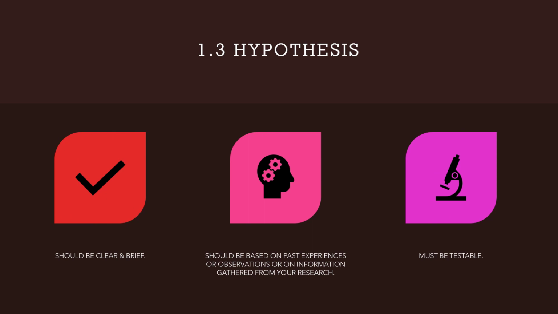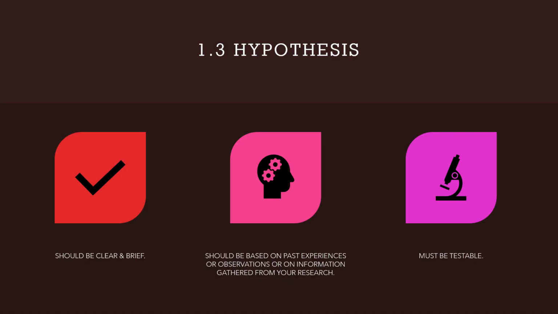Okay, next, a hypothesis should be based on past experiences or observations, or on information gathered from your research. A good hypothesis is anchored on a sound and comprehensive review of related literature. As much as possible, an exhaustive survey of library readings should be done before making a hypothesis. You may have selected your topic after reading several articles in a scientific journal. In this case, your hypothesis should take into account the results of the experiments or observations mentioned in that article.